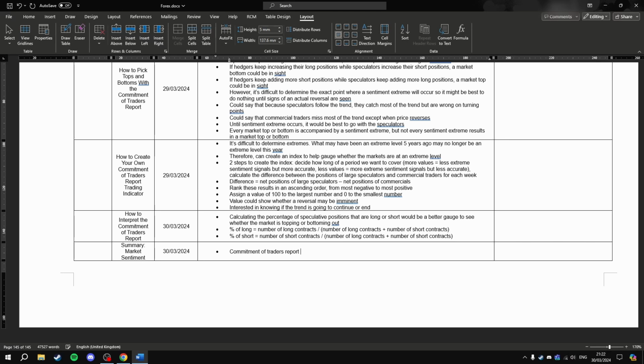The traders report measures the market sentiment of traders during a specific time.